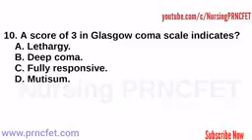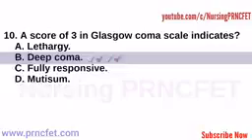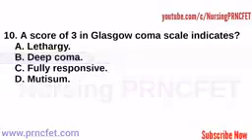Question 10. A score of 3 in Glasgow Coma scale indicates A. Lethargy. B. Deep coma. C. Fully responsive. D. Moody. Correct answer is B. Deep coma.